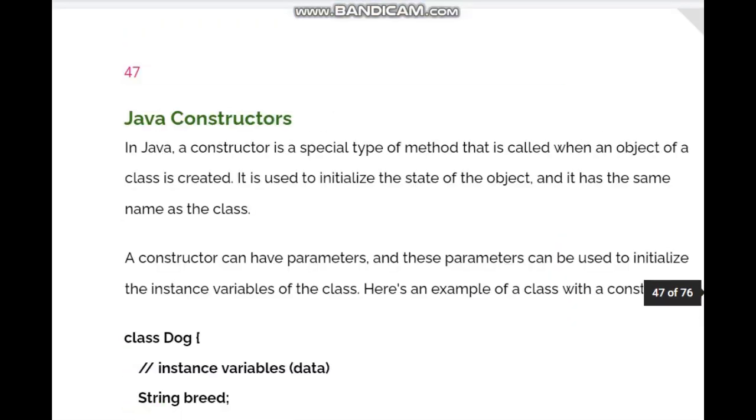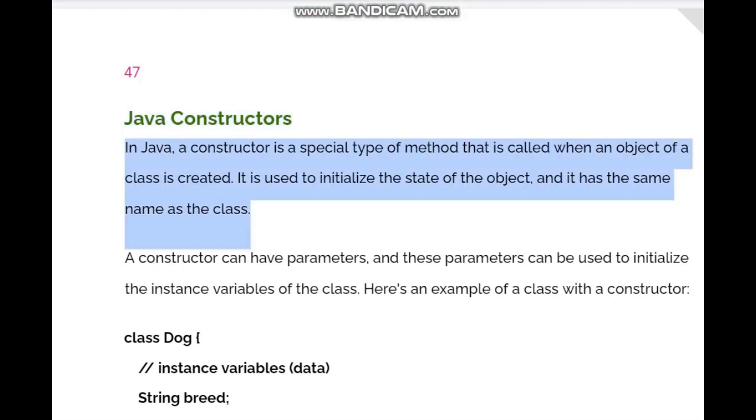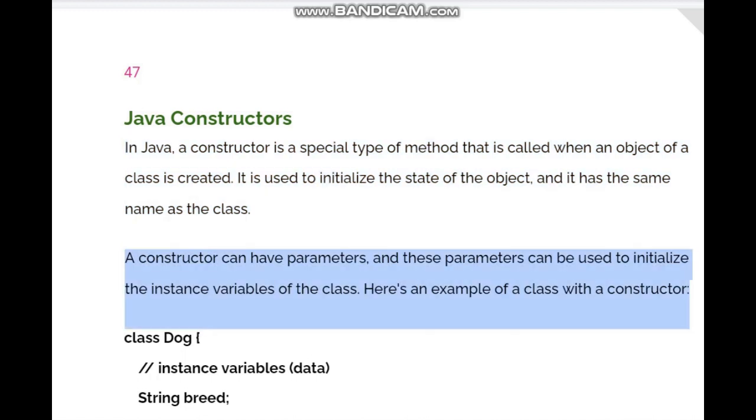Java constructors. In Java, a constructor is a special type of method that is called when an object of a class is created. It is used to initialize the state of the object, and it has the same name as the class. A constructor can have parameters, and these parameters can be used to initialize the instance variables of the class. Here's an example of a class with a constructor.